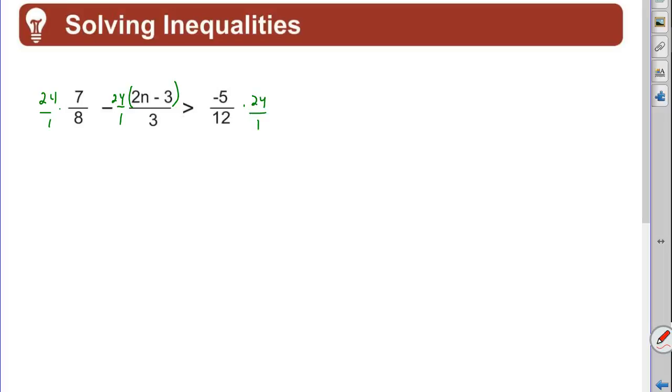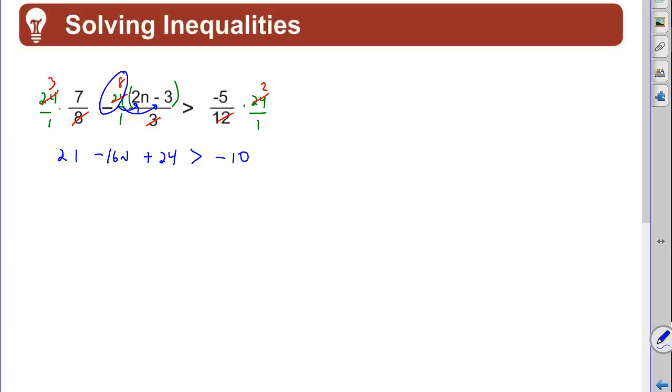All right, I can reduce now. So this is a 3, this is a 8, and this is a 2. Okay, so let's simplify. 3 times 7 is 21. Now I got to be careful here. I'm distributing a negative 8. Negative 8 times 2n, negative 16n, negative 8 times a negative 3 is a positive 24. Okay, and then we're greater than a negative 10.